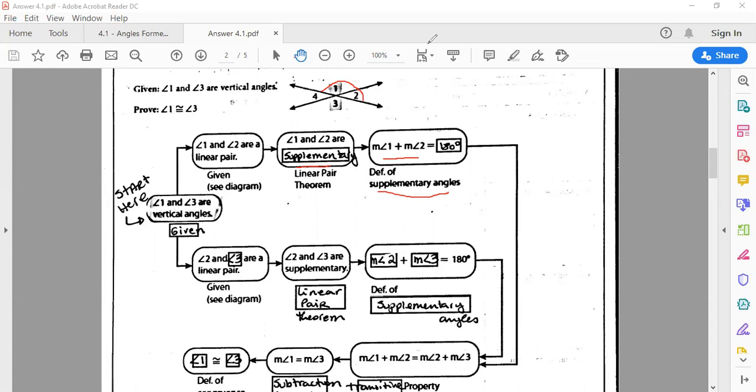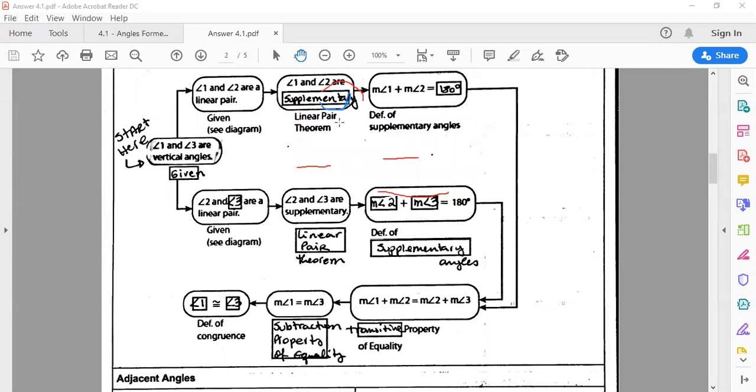Now, before we move forward on this side, let's take a look at what happens down here. Down here, we're saying that angle 2 and angle 3 are a linear pair. So now 2 and 3 right here, okay, they also form a linear pair. Again, angle 2 and angle 3 are supplementary. That's the linear pair theorem. The measure of angle 2 plus the measure of angle 3 is equal to 180, and that's the definition of supplementary angles.